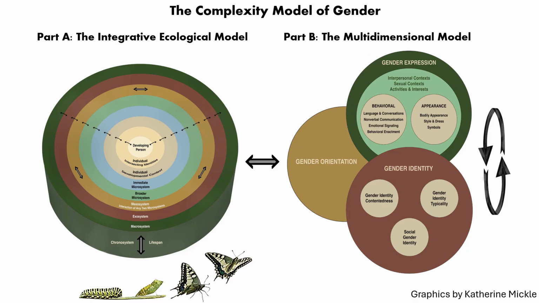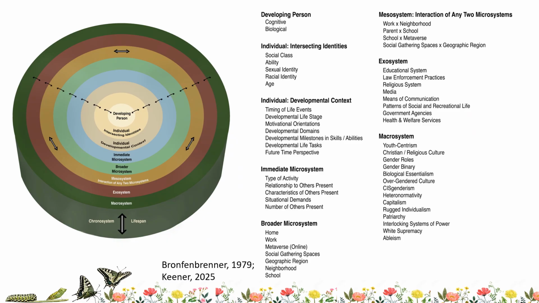As a reminder, throughout these slides, the butterfly images represent the developing person, and the flowers represent the context in which development occurs, two elements that are always present, even when not explicitly discussed. Let's start with part A, the Integrative Ecological Model.